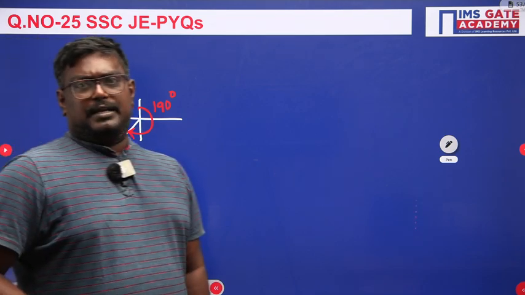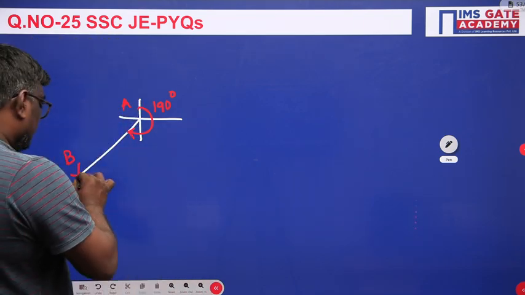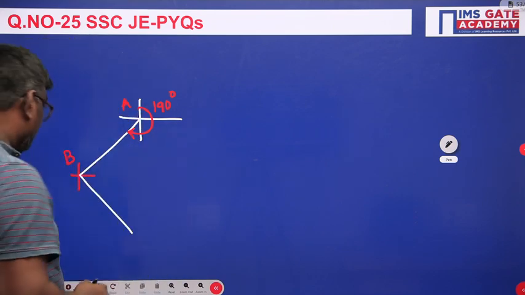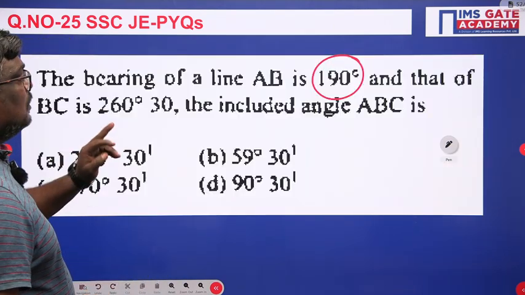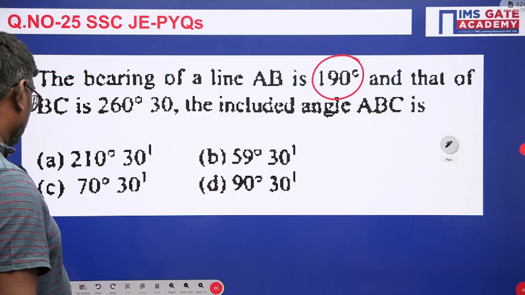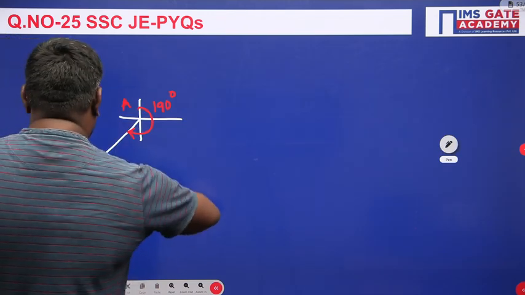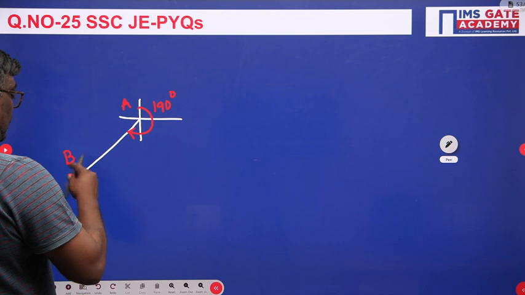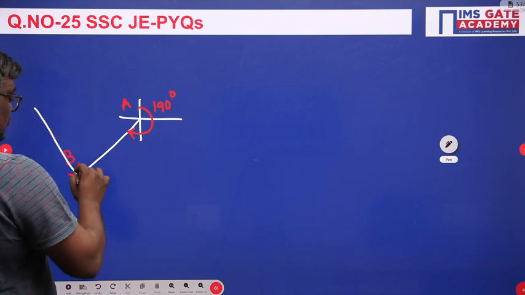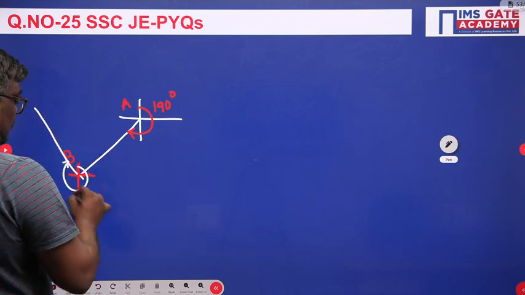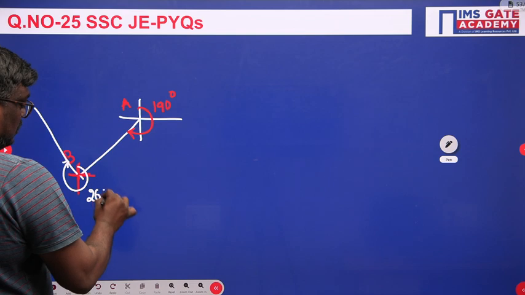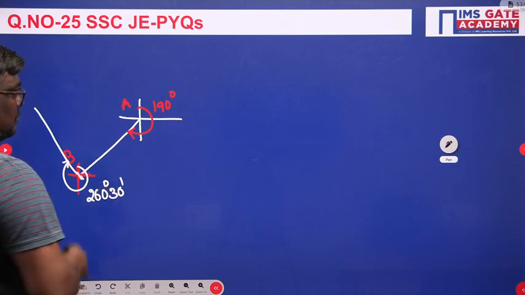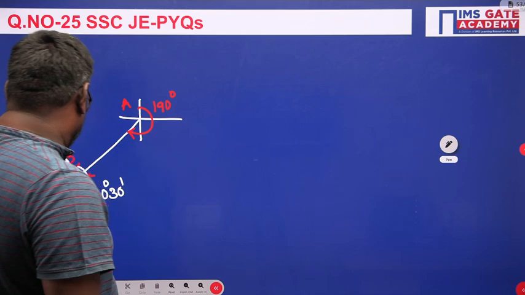Are you clear, my dear students? Similarly, if you talk about the bearing of BC, it is 260 degrees 30 minutes. One second. So 260 degrees 30 minutes means it will be in the third quadrant. This is 260 degrees 30 minutes.